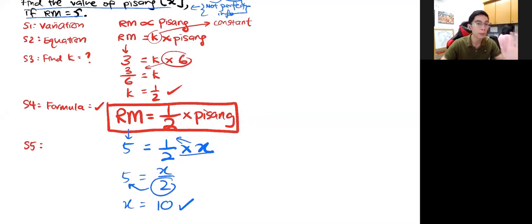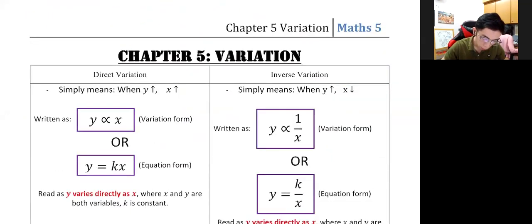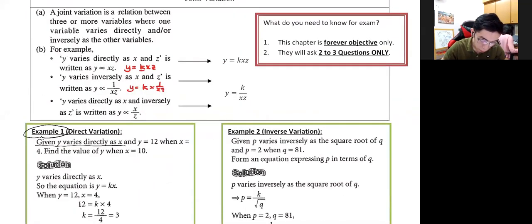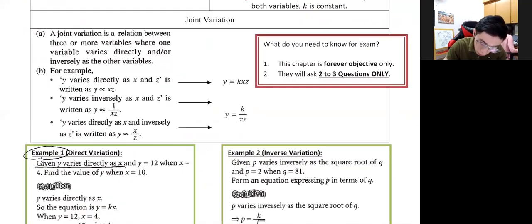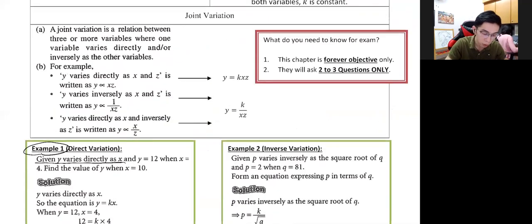Now, everybody, we will do one inversely, one joint. Then I will select a few questions and you can try them. Now I move down to the next page. Let me do a quick go-through with you. I want you to look at this page, page number 2.